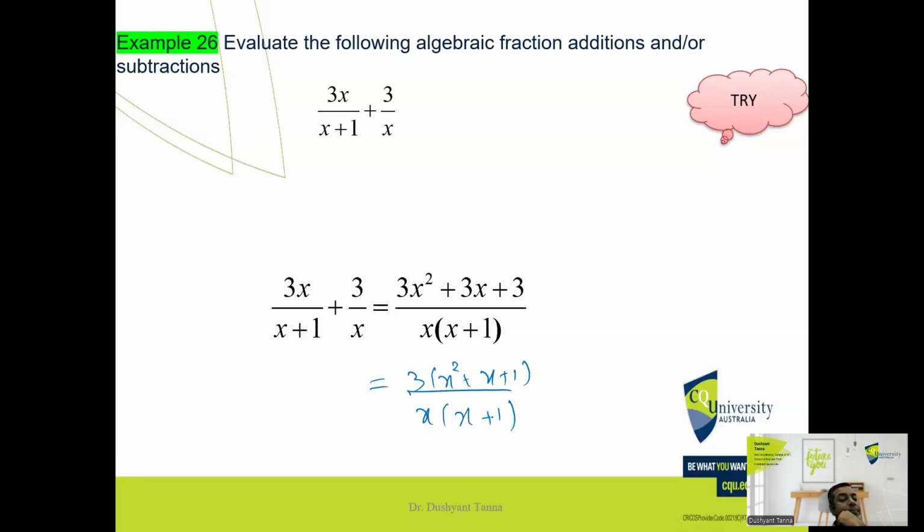Once you cross multiply it, you'll have 3x squared plus 3x plus 3. The denominator as it is can't be simplified. Just leave the 3 outside and that's it. Any questions? All good? All good, Ben? Yep, all good. Kahoot time.